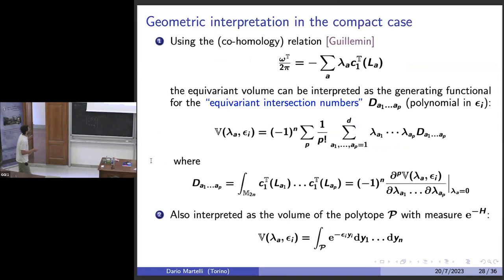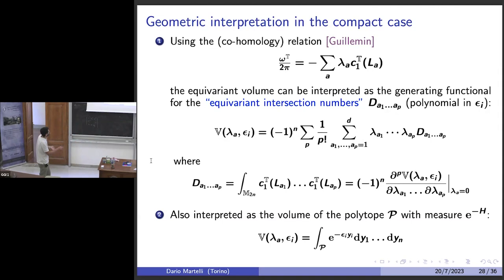In fact, let's see the interpretation in the compact case, which is what I was discussing so far, although in fact we can immediately apply this also in a non-compact case. So in the compact case, we have this relation, which I already wrote, and already referred to the fact that this was due to Gilman. Here, with respect to the previous one, I'm decorating this with the equivariant. So now this is the equivariant symplectic form, and here is the equivariant first Chern class. Otherwise, I wrote that already previously, right?